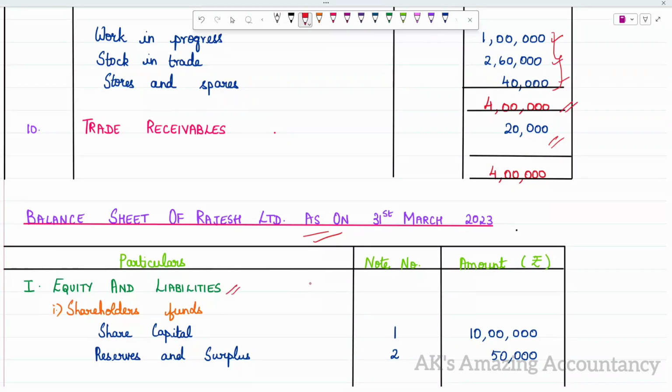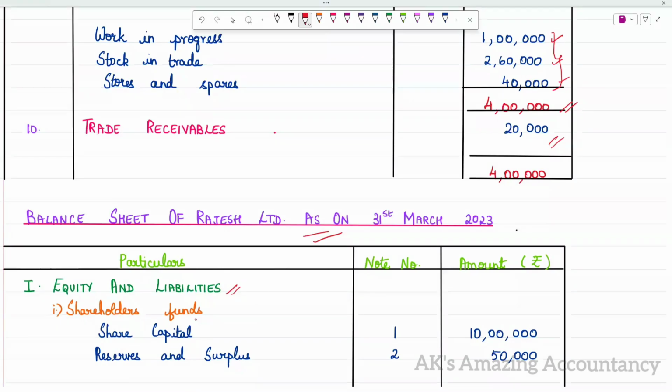Your balance sheet will be regarded as correct only if the total of equity and liabilities is the same as the total of assets. And if you can quickly recollect, under the heading equity and liabilities, we'll be having three headings actually: shareholders funds, non-current liabilities, and current liabilities. And under the heading assets, we'll be having two main items, that is non-current assets and current assets.